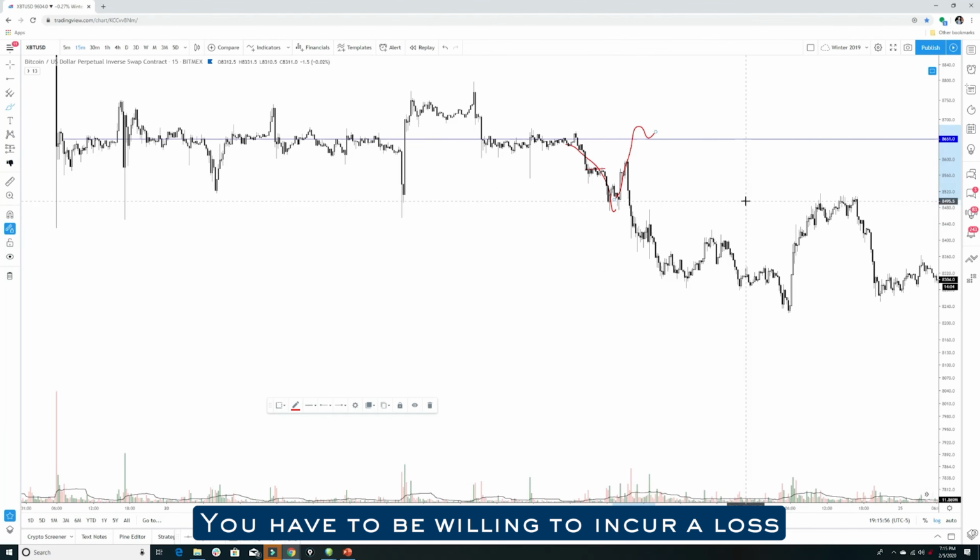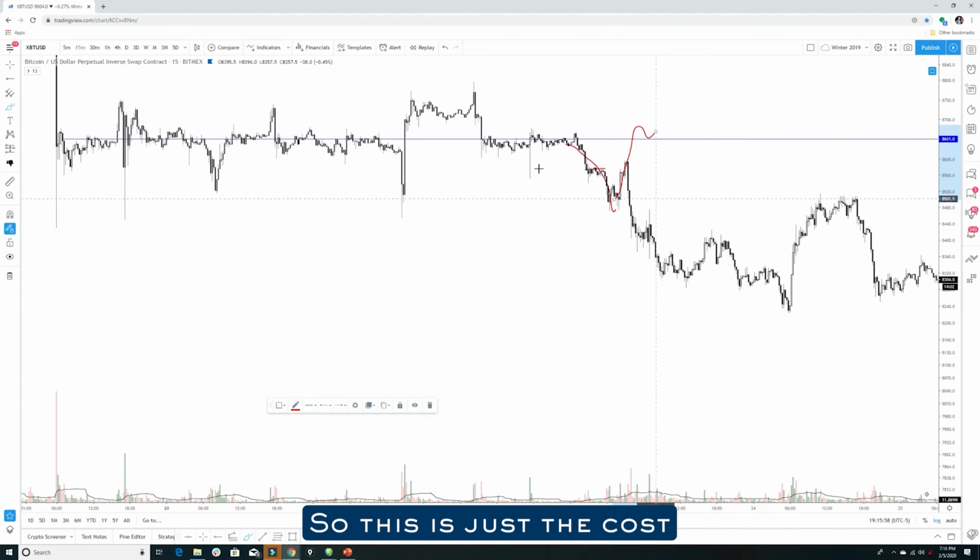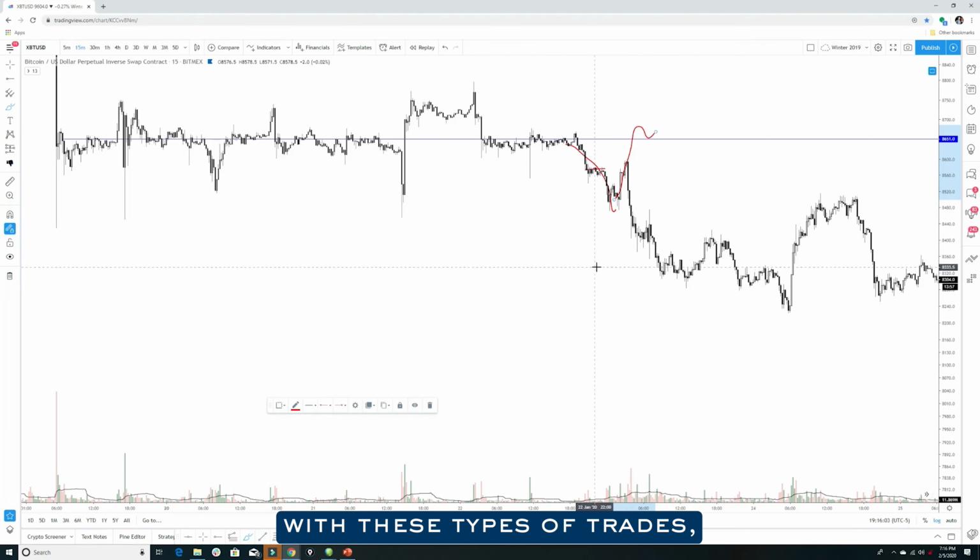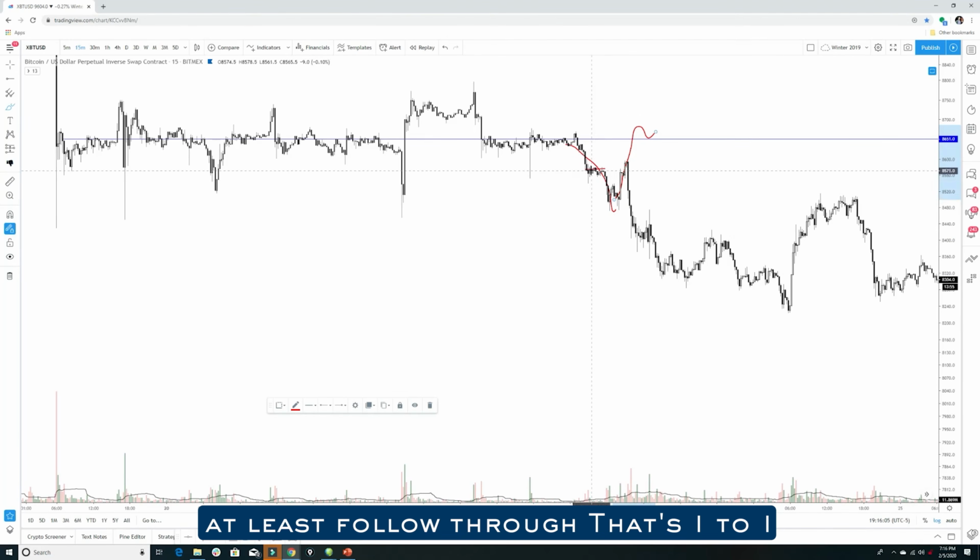You have to be willing to incur a loss when you're trading, so this is just the cost of doing business, but more often than not, you're going to see that there will be follow-through with these types of trades, at least follow-through that's one-to-one. So put it that way.